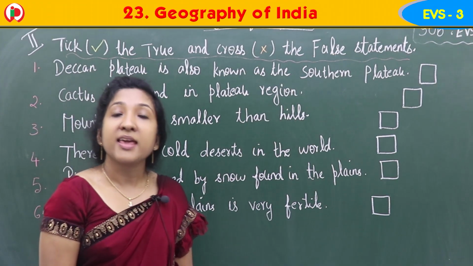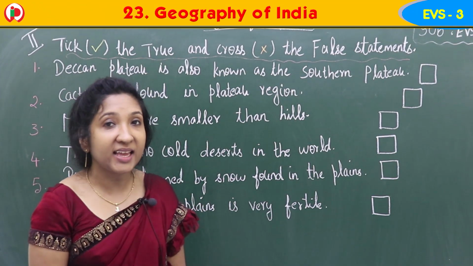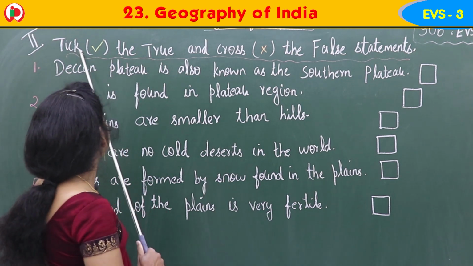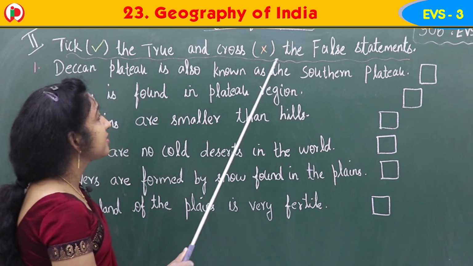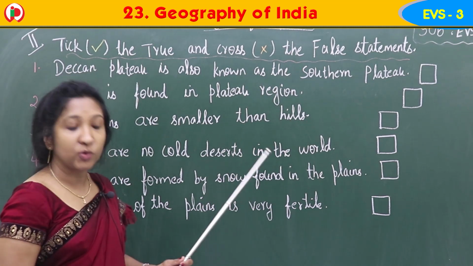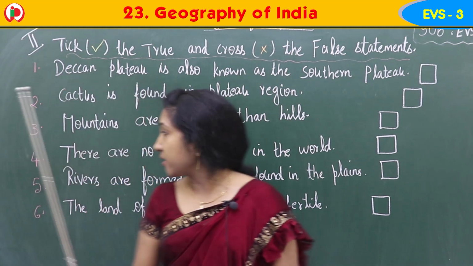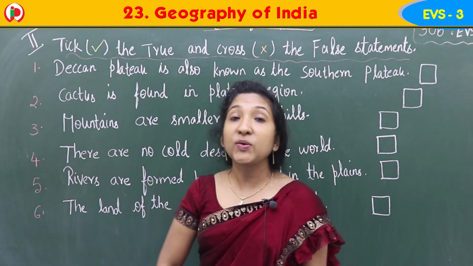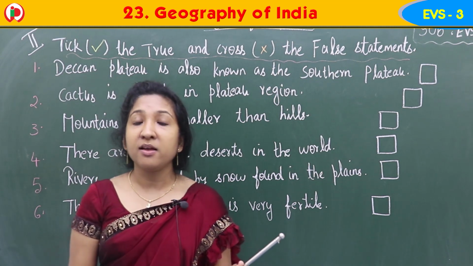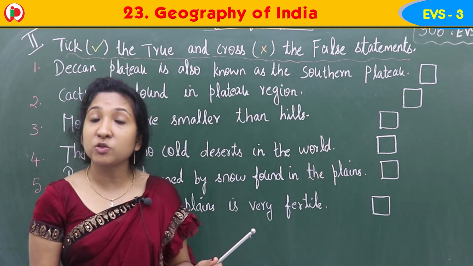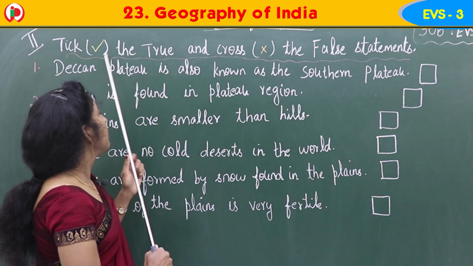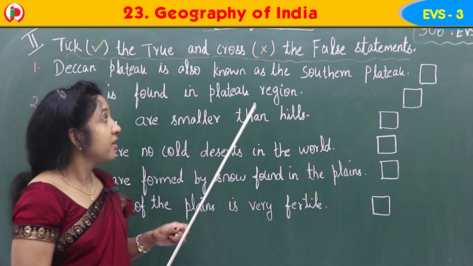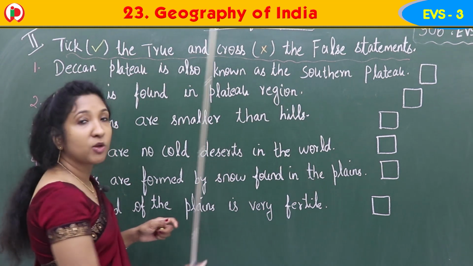Okay. Yes, children, so coming to the second exercise in the workbook. The second exercise in the workbook is tick the true and cross the false statements. So here few statements are given. 1, 2, 3, 4, 5, 6. Read the statements, check whether they are correct or true. If it is true, give a tick mark in the square box. If it is a false statement, if it is wrong, then put a cross mark in the square box.